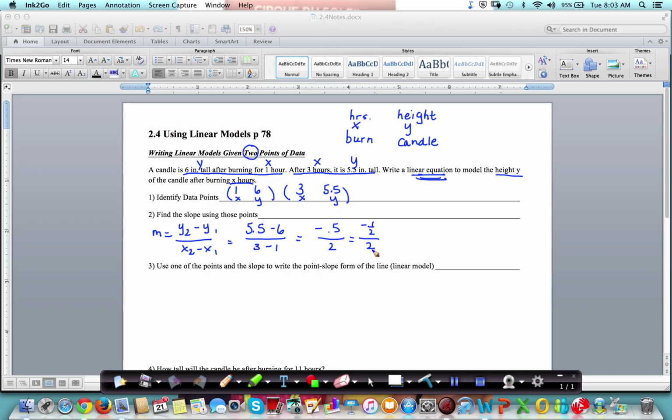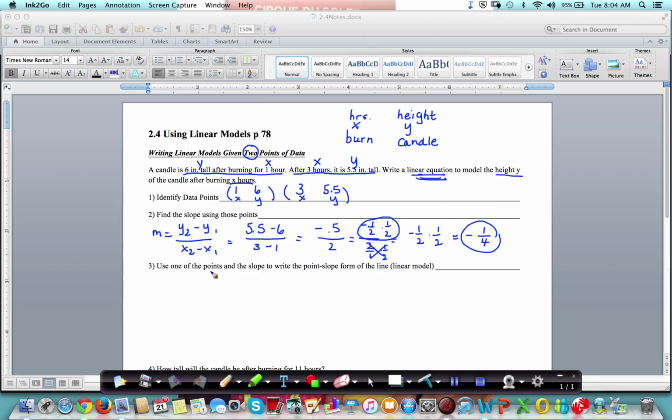So remember that dividing by 2 is the same thing as flipping and multiplying. So I could say negative 1/2 times 1/2, right? Because we have to flip it and multiply. This cancels, and then I'm left with this. When you simplify, that is how you simplify a compound fraction. So negative times a positive is a negative, and 2 times 2 is 4. So there's my slope, negative 1/4.